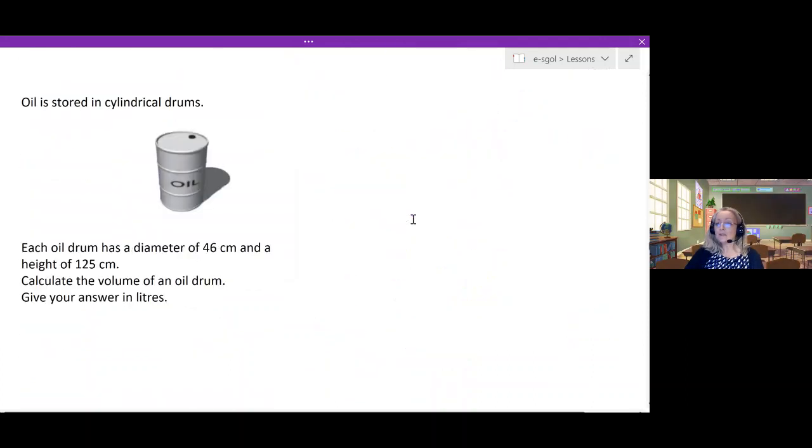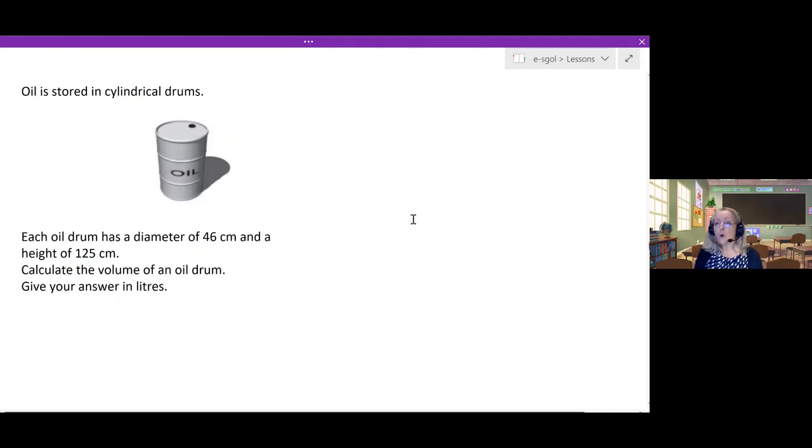So for the next part of this, it says, oil is stored in cylindrical drums. Each oil drum has a diameter of 46 centimetres and a height of 125 centimetres. Calculate the volume of an oil drum. Give your answer in litres. So I'm going to let you think about this one for 30 seconds before I go over it. But remember, you've been given a diameter and you are going to need to find the area of the circle. And for that, you're going to need to find a radius. So that's where you're going to start. So I'll give you 30 seconds and then I'll go over this one.